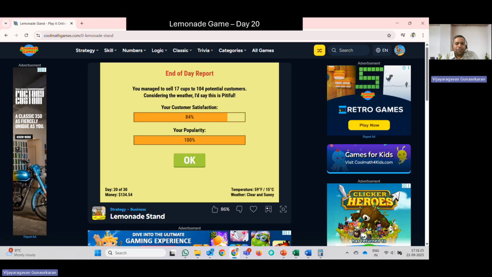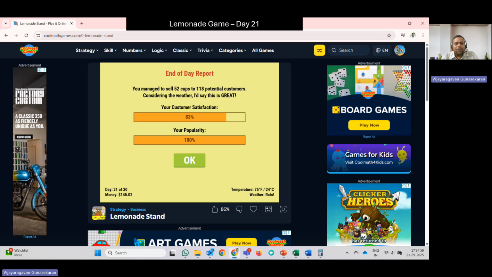Further, I'm just following it. So day 21, I was able to achieve a 50-50, with the average per cup of 35 cents, still maintaining 83 percent customer satisfaction. So going back to day 22, it was a cold day. So considering the earlier experience, I've reduced it to 25 cents. 65 percent of potential customers translated into customers for me, and slightly improved customer satisfaction on the previous day.